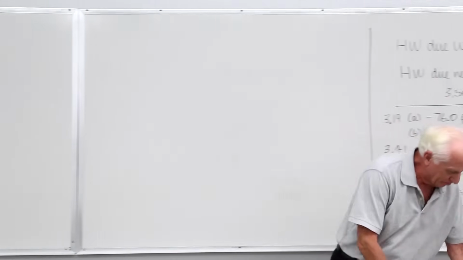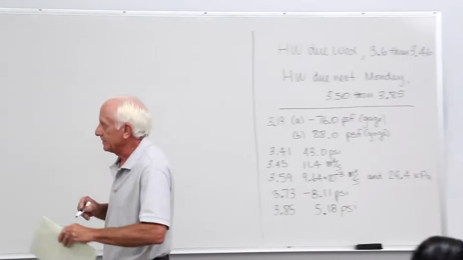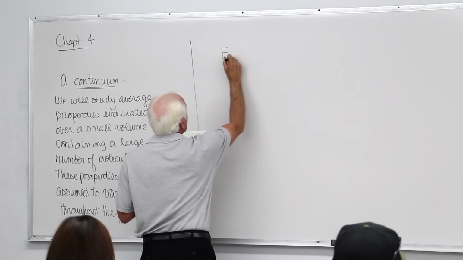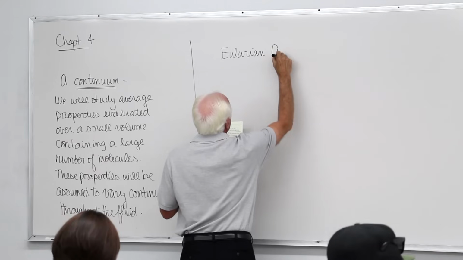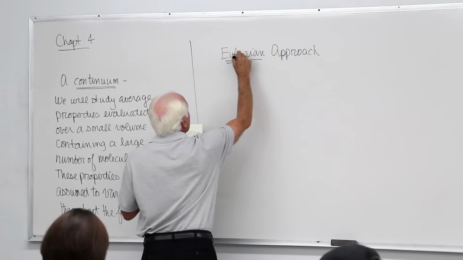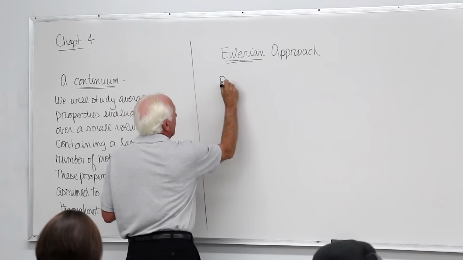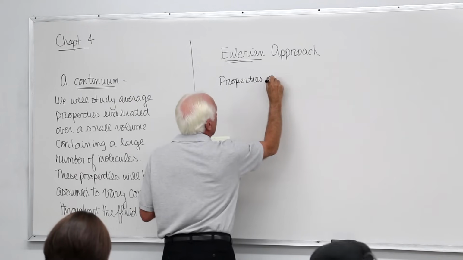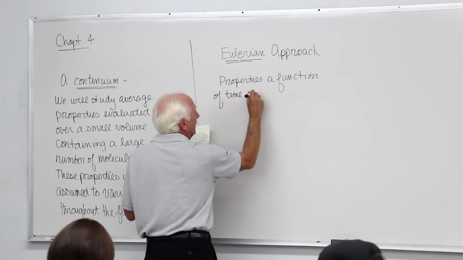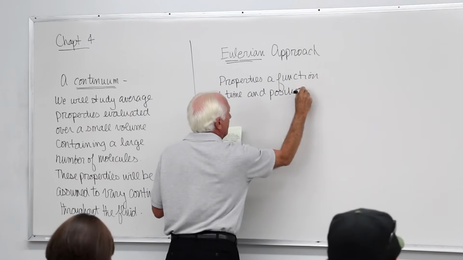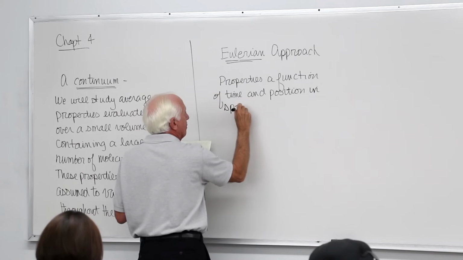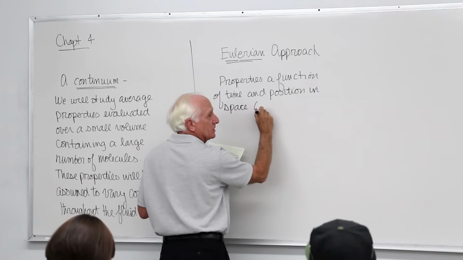Now, the second thing is there's a couple of different ways to look at properties. We'll start off with what's called the Eulerian approach. Properties, a function of time and position in space. And this is looking at a fixed point in space.